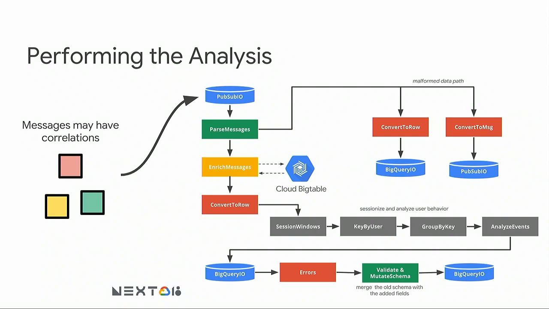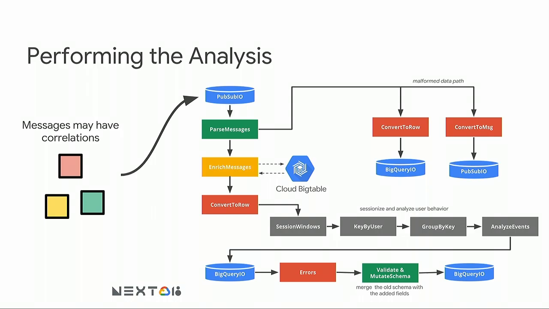So now looking at our updated pipeline, we have this whole new path. After converting to rows, we output to session windows, we key by the user, we group by the key, and then we analyze the events. And it all happens before we pass it downstream to BigQuery.